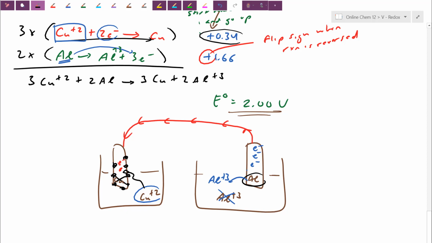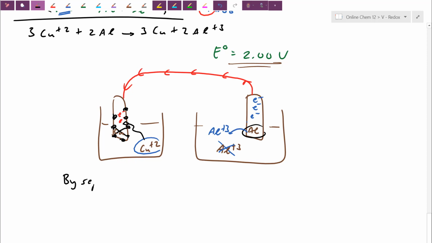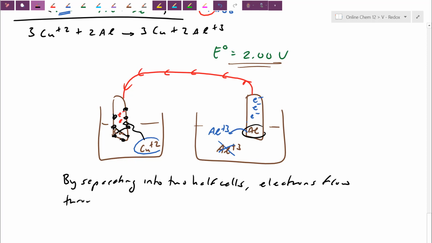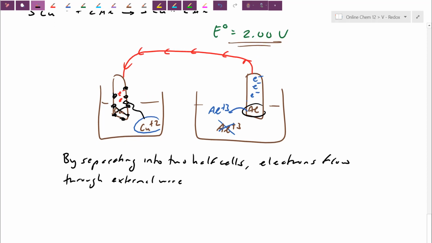And by doing this in 2 beakers, let me write this in words for you. By separating into the 2 half cells, by letting half of it occur in one, half of it occur in the other, electrons flow through what we typically call an external wire. That's in red what I drew there. Through the external wire in one direction, providing a direct current. All of electricity is electrons happening to be flowing. Direct current is flowing in one direction. That's what batteries do. AC current is charges that flow in 2 different directions.